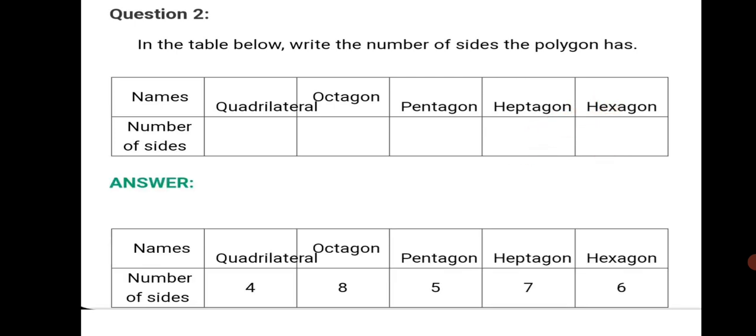So let's write the answer. A quadrilateral has 4 sides. Octagon has got 8 sides. Pentagon 5 sides. Heptagon 7 sides. And hexagon 6 sides.